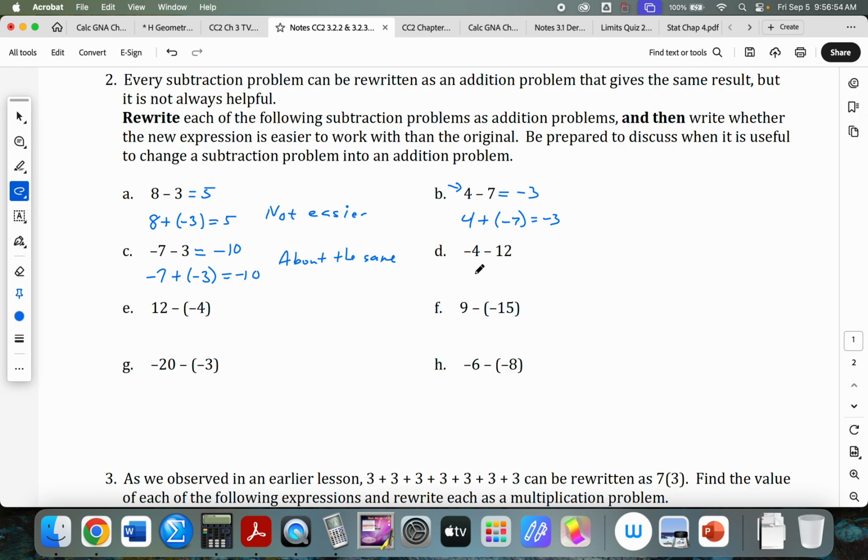All right. So rewriting this one, it'd be negative 4 what? Rory? Exactly right. Negative 4 plus negative 12. Thank you, sir. So both of these are negative 16. And I think for most people, they would say these are about the same.